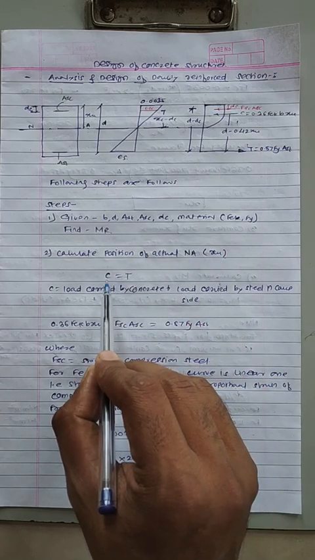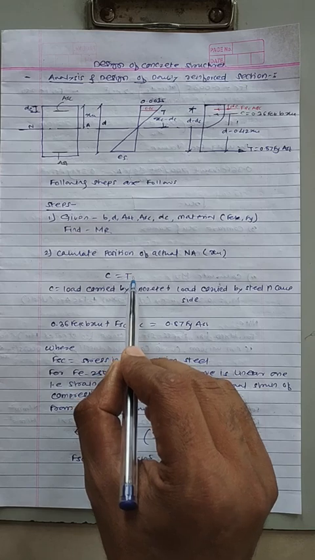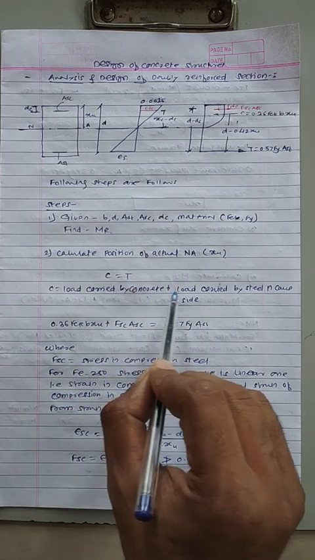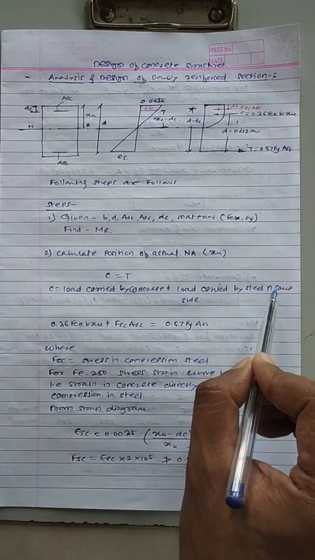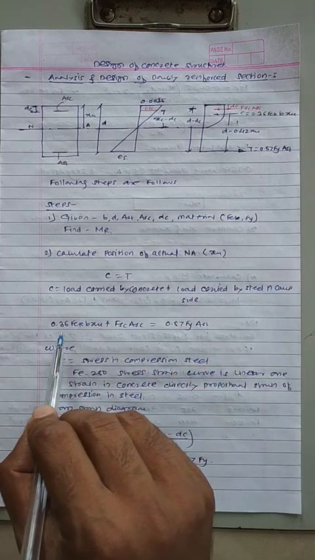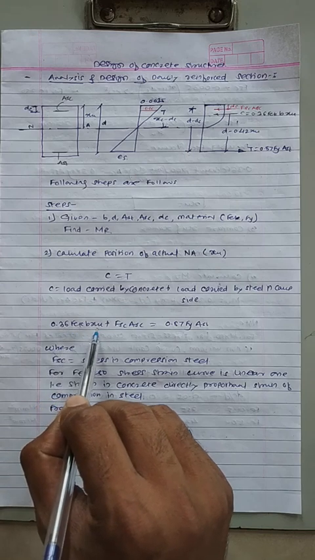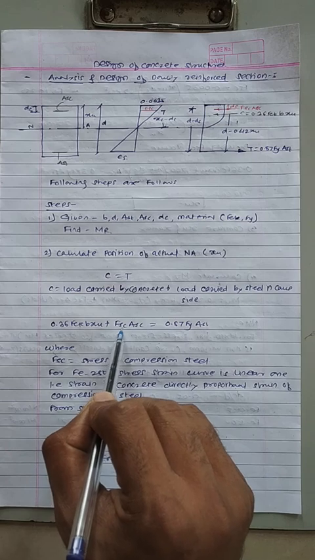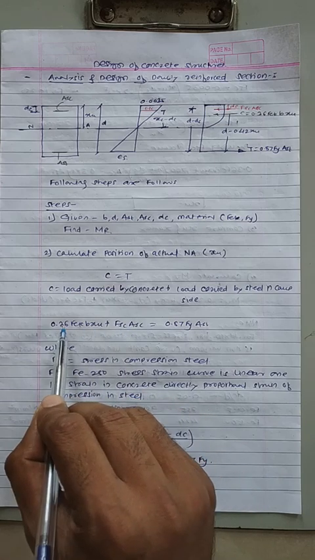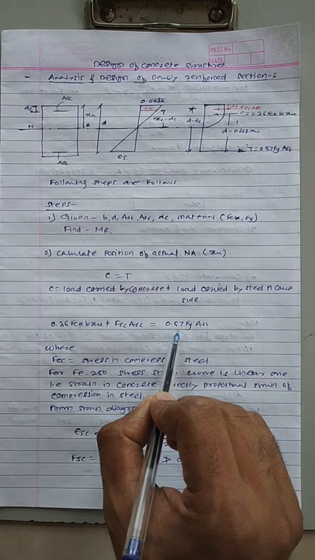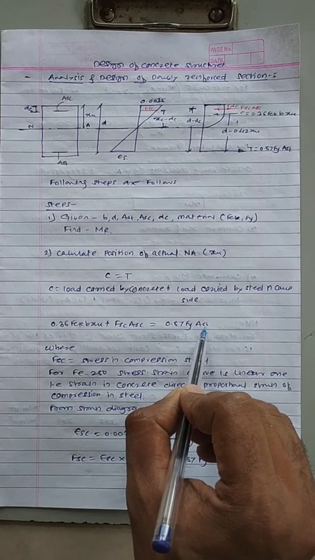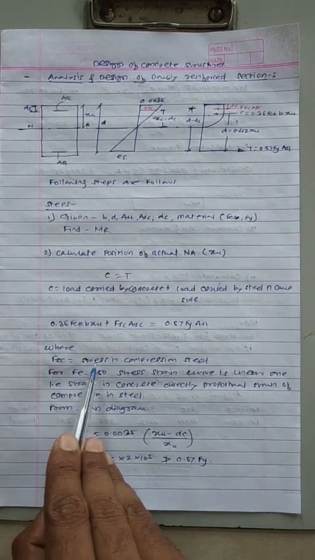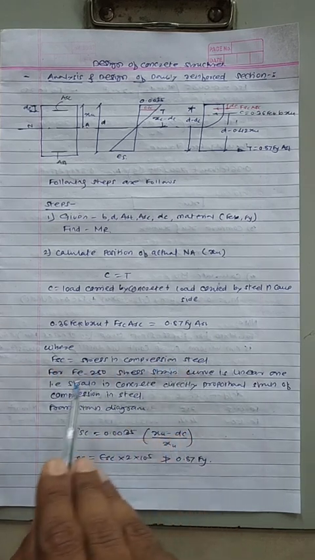For that you need to equate C equal to T. The C force is equal to the load carried by the concrete plus the load carried by the steel in the compression side. The load carried by the concrete is 0.36 FCK B into XU, and the load carried by the steel in the compression side is equal to FSC into ASC. This is the total C force. Then T as usual is 0.87 Fy AST, where FSC is a new term. FSC means stress in compression steel.